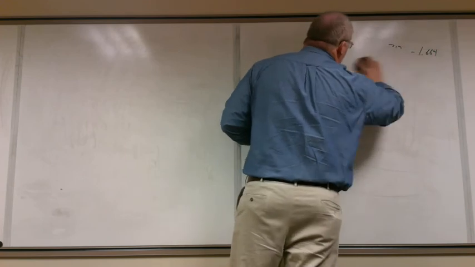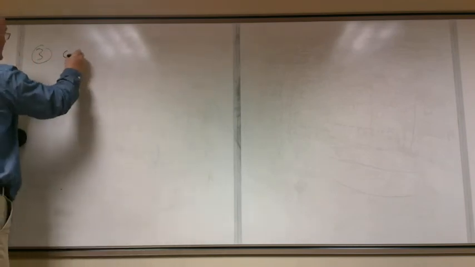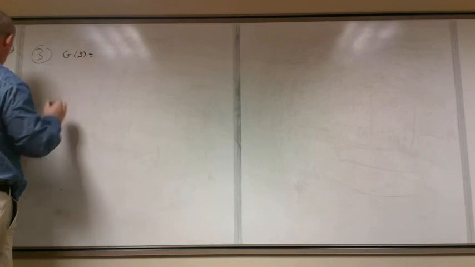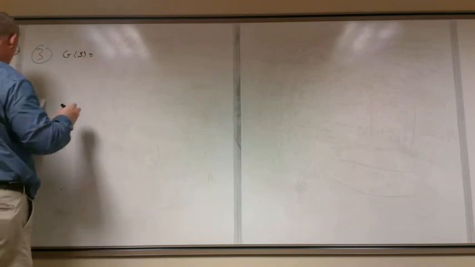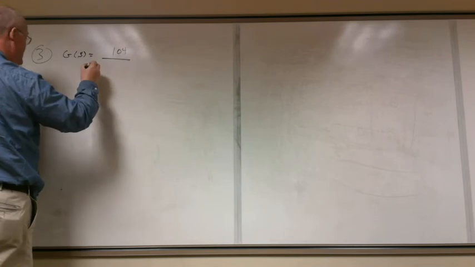So, problem number 3, G of S is equal to, what do I have? 104 over S squared plus 20S plus 104.